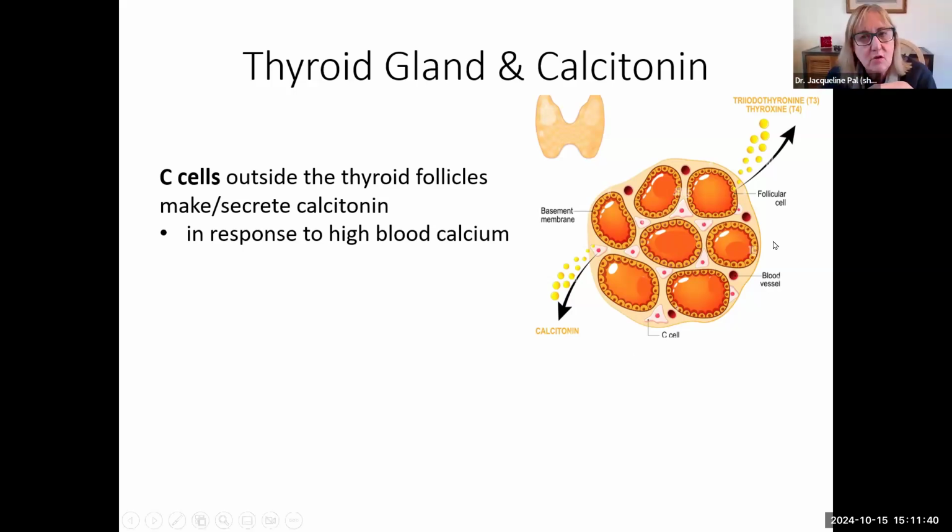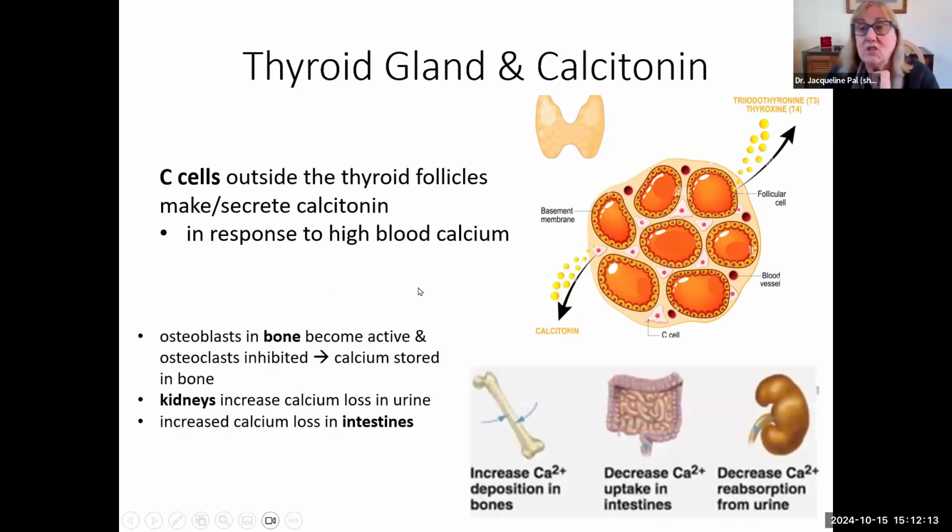Okay. So when you look at the thyroid gland and you look at the follicles on the thyroid gland, those follicular cells were secreting thyroid hormone, T3 and T4. But between the follicles, there are these other little cells, these pale pink cells in this particular diagram, and they're called C cells. Why are they called C cells? Because they secrete calcitonin. They go, oh no, too much calcium. When there's too much blood calcium, calcitonin goes in your bloodstream and it travels to its target organs.